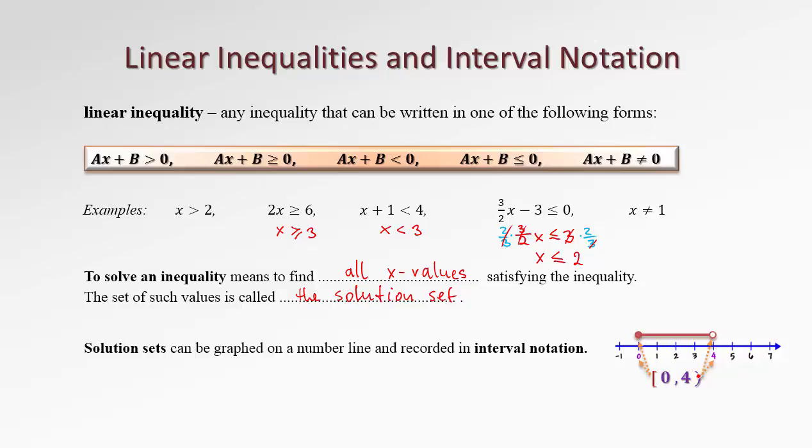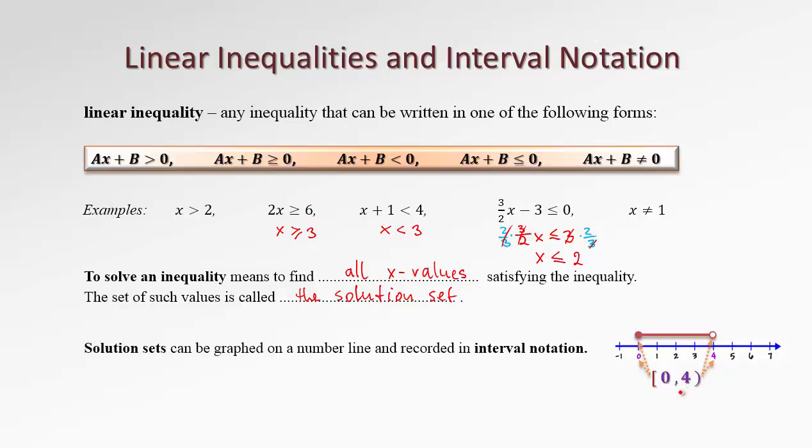For the hollow dot, we use round bracket. And then we list the extreme points in increasing order. So the starting point of our segment is 0, then we write a comma, and the last point of our segment is 4. Even though 4 is not taken, we still need to indicate it.